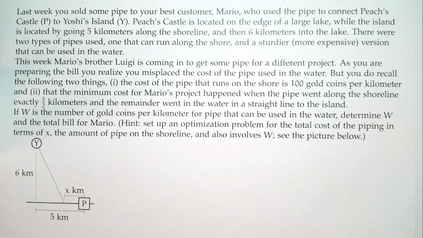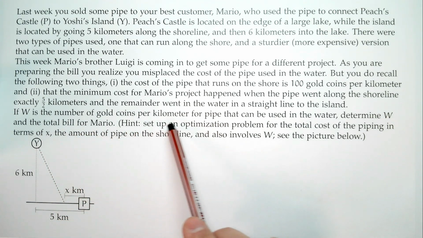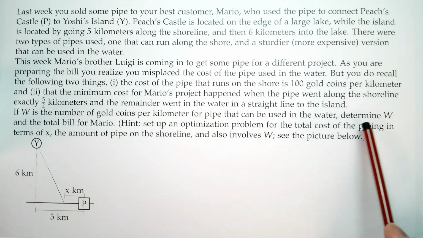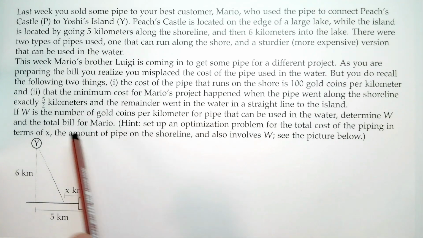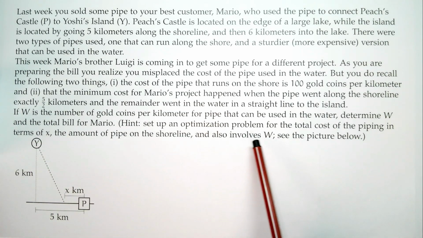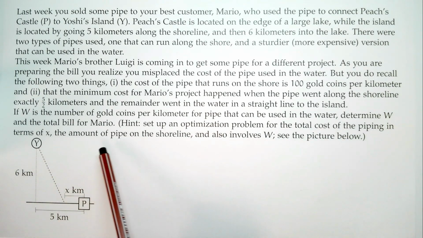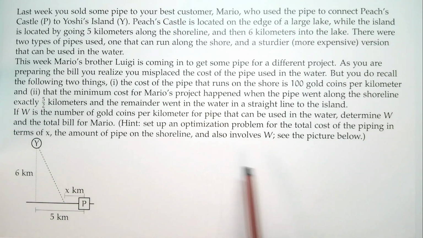Okay, well that's interesting. So, if W is the number of gold coins per kilometer for pipe that can be used in the water, determine W and the total bill for Mario. There's a hint. Set up an optimization problem for the total cost of the piping in terms of X, the amount of pipe on the shoreline, and also involves W. So see the picture below. So we're going to do an optimization problem.